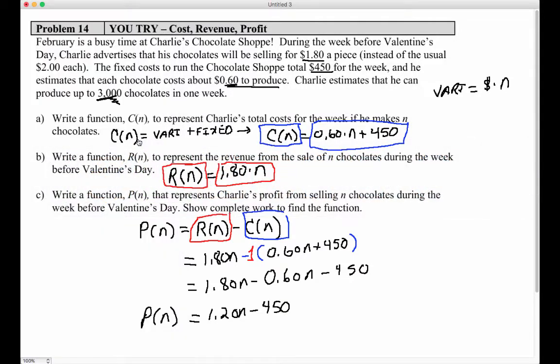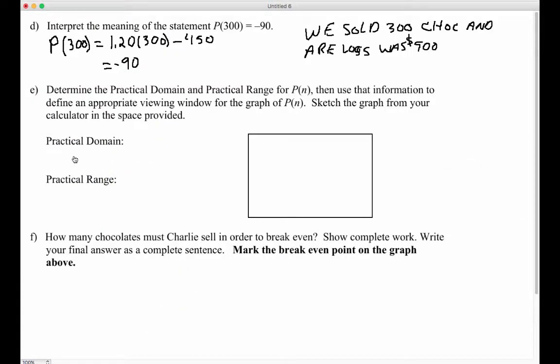Okay, so the right page here. So that tells us that our practical domain is he can make no chocolates up to he can make 3,000 chocolates in 1 week, and that's as many as he thinks he can get by. I mean, after that, he does have to sleep and have a life and all the other things, right? Okay, so how do we find the practical range?